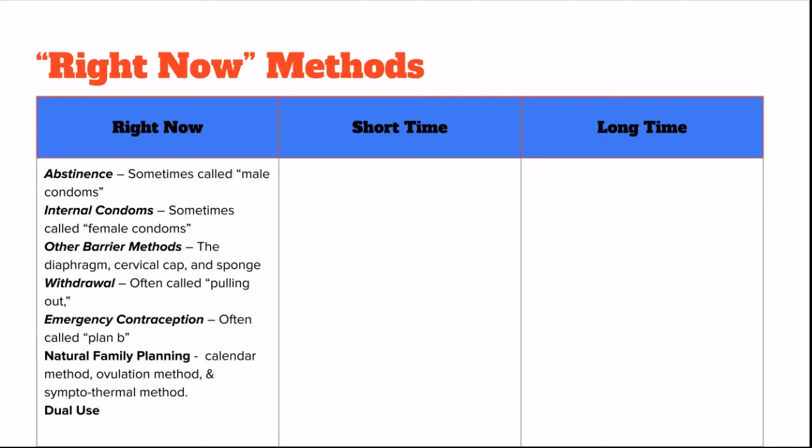There are also other barrier methods like the diaphragm, the cervical cap, and the sponge. These are all other methods that are used via vaginal insertion to cover the cervix. They act as a barrier to stop sperm from joining with an egg. These methods are very effective at preventing pregnancy when used consistently and correctly. These methods are much more effective when used with spermicide.